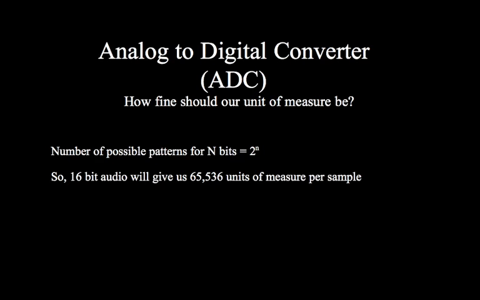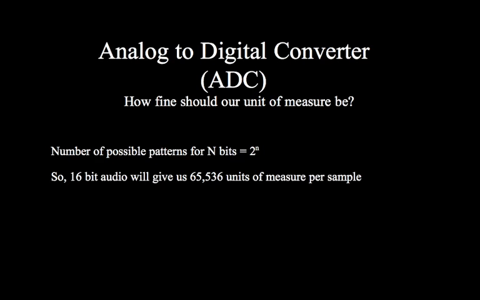Point being, the way that I'm figuring this out is I'm thinking, okay, the first bit in this sequence, I'm going to see all of the different combinations of bits after that. So I have 3 bits. After 0, I could have how many different patterns? After 1, how many different patterns? It turns out that the number of possible patterns for n bits is 2 to the power n. So for 16 bits, you go 2 to the power of 16, and you get 65,536 units of measure per sample.